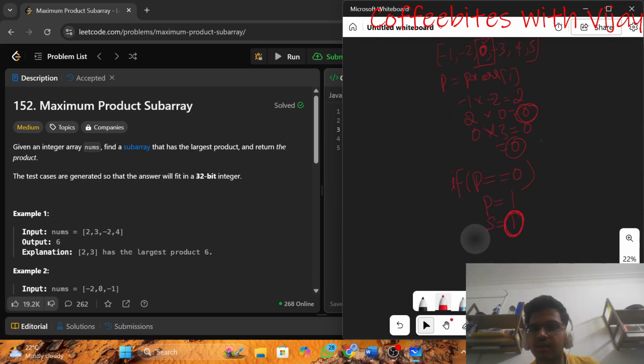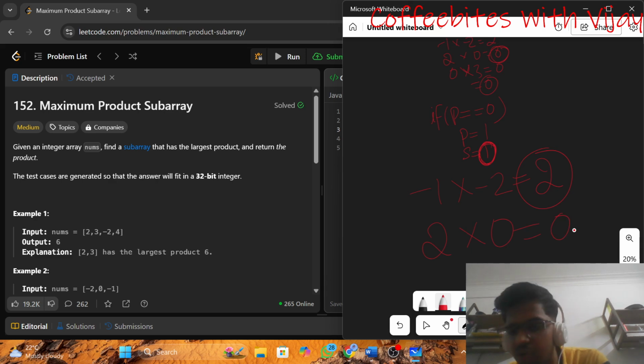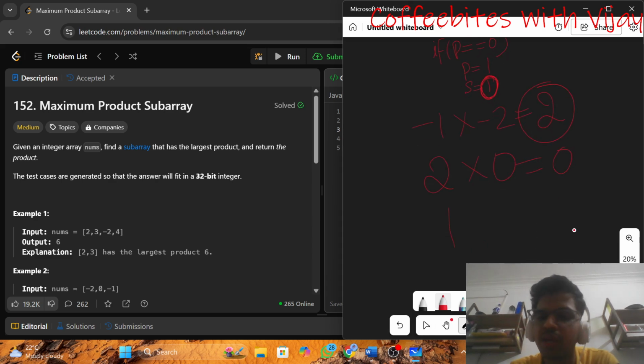You can see the solution. For example, I will do over here -1 into -2. So the maximum would be 2. Initially the maximum would be 2. And I will do 2 into 0. Now the prefix is 0. Again I'll reset the prefix to 1. Again I will reset the prefix to 1.